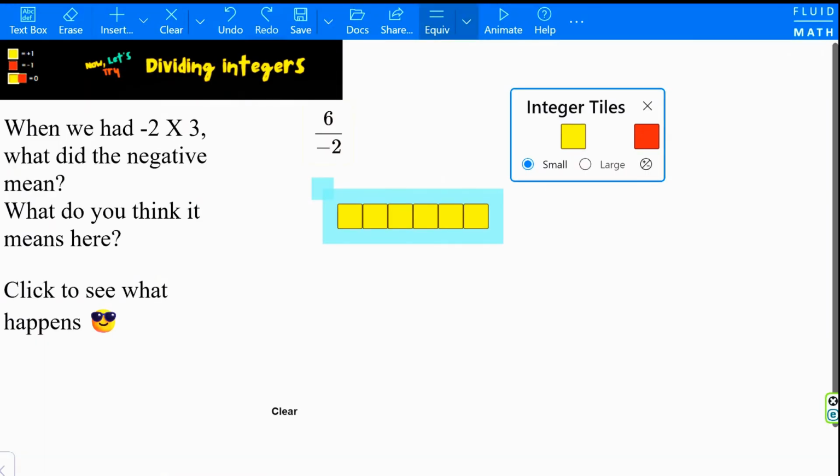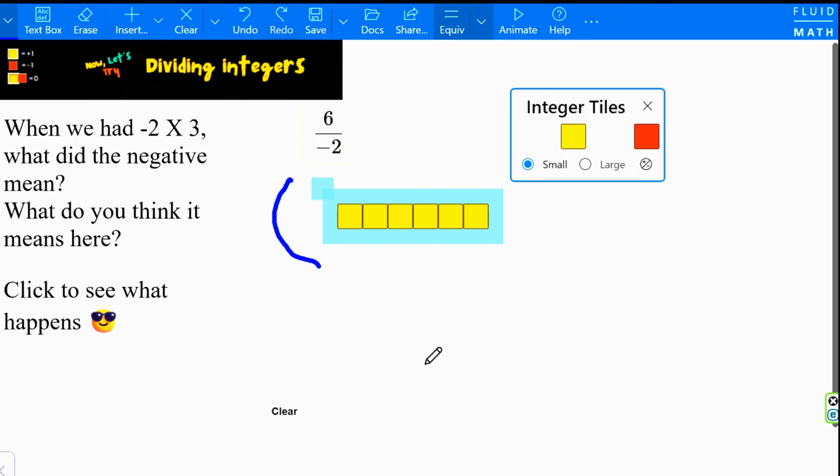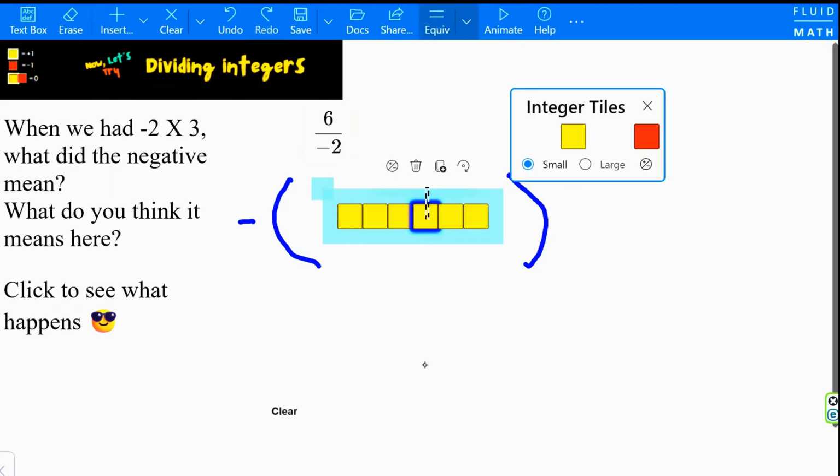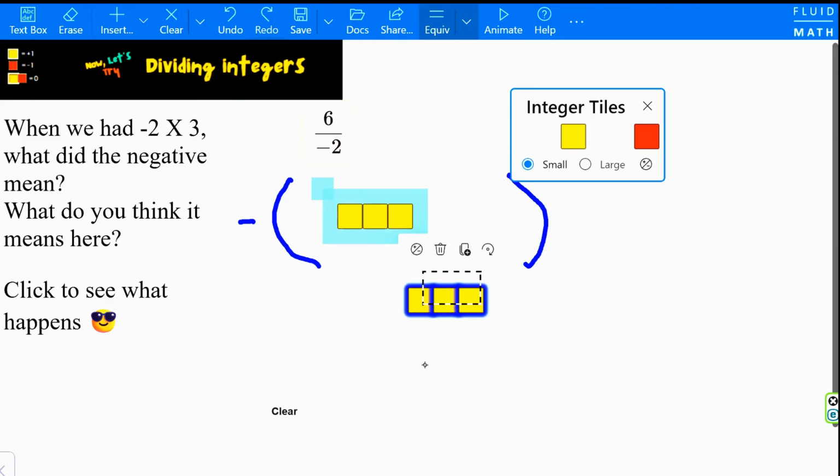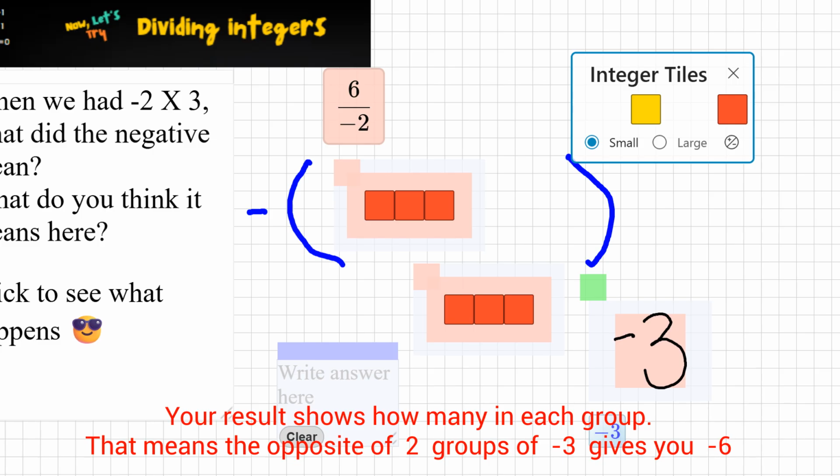I want you to think back when we multiplied. What happened when we multiplied negative 2 times 3? That is the same situation here. This time I have 6 groups, and I'm going to divide it into the opposite of 2 groups. So the opposite of 2 groups means I'm going to take these 3 right here and move them into their own group, but I'm going to take the opposite of them. When I do that, notice the screen is now color-coded all the same, and again, my result is negative 3.